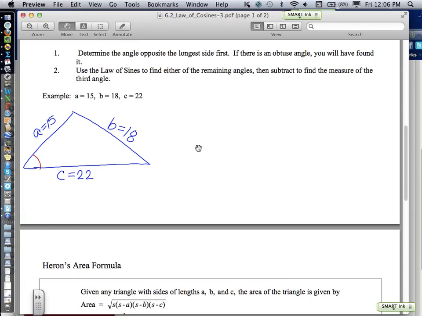So I'm going to set this up using law of cosines for angle C. So to do that, I need to use this form of the equation. C squared equals A squared plus B squared minus 2AB times the cosine of C, and then plug in all of the given information. Or we could even solve for cosine C generally in this equation and then plug in everything. So if I was just going to solve for cosine C, I'm going to subtract A squared and B squared over to the other side of the equation.